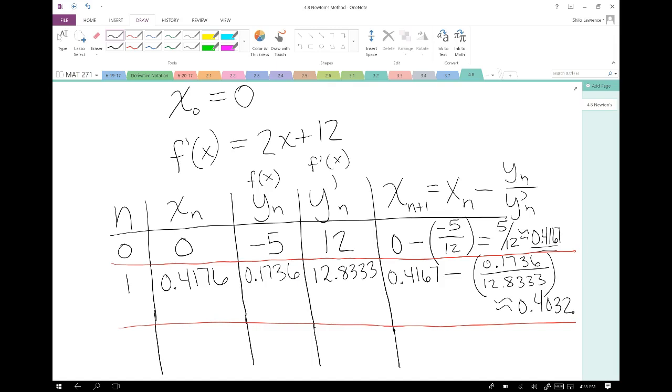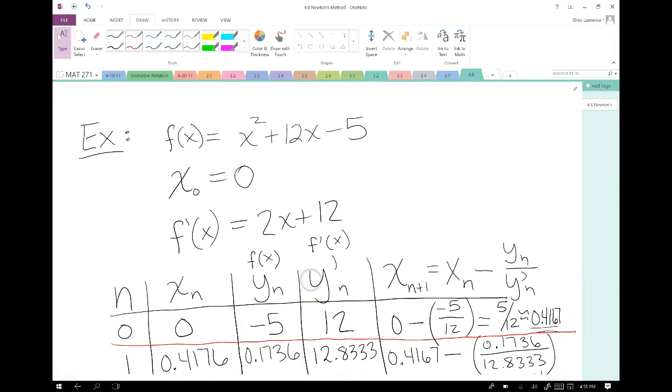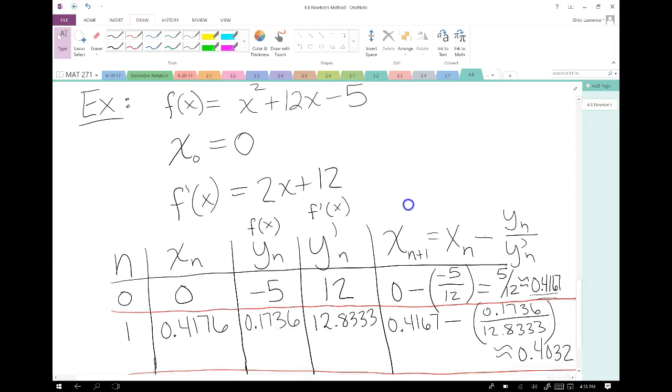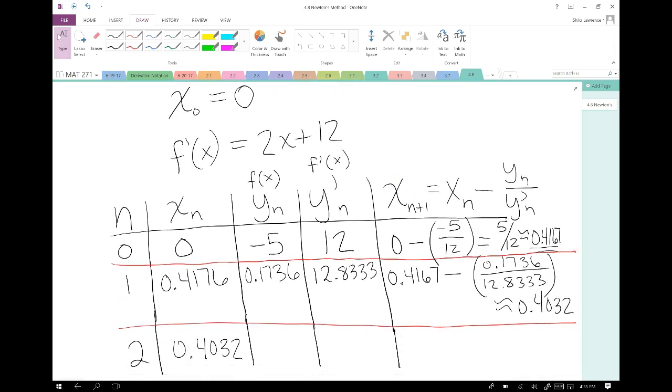And I'm going to do this one more time. I said I was going to do 4, but I'm just going to do 2. Then I'm going to go over to Google Sheets. So I'm going to do this one more time with 0.4032. I need to know the y value at 0.4032. So I go to my function. I'm going to square it.